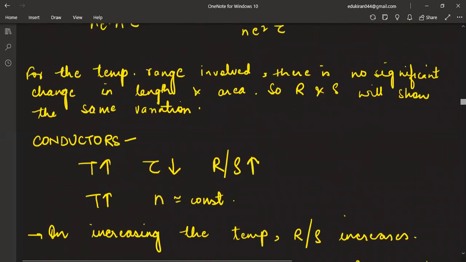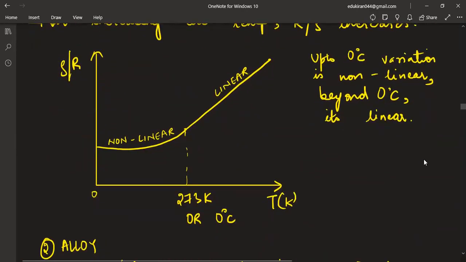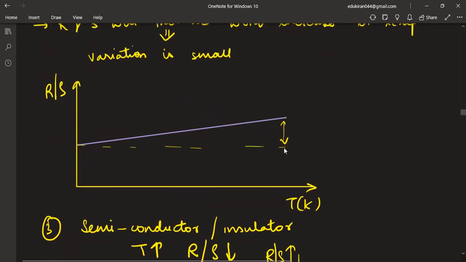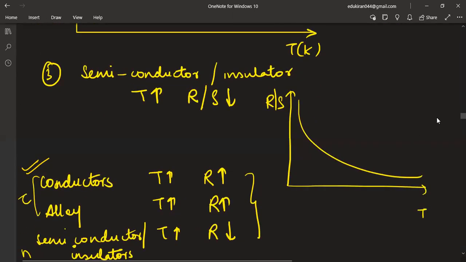Yes, these graphs can come to you from semiconductors also, this is related, and from current electricity also this is related. If you have a conductor, the graph will be somewhat like this, where initially it is non-linear, but after crossing 0°C, it becomes linear. For alloys, it is the same thing, but the variation is very small. You can see only this much increment. But for semiconductors and insulators, it is inversely proportional. If you increase the temperature, resistance will decrease, the opposite occurs. So you will get a proper hyperbola.